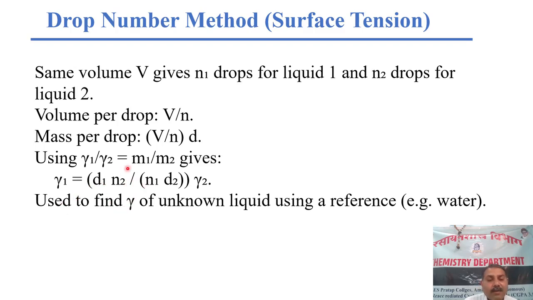We may say gamma 1 is directly proportional to density, and inversely proportional to the number of drops, meaning the liquid having more drops has less surface tension. So gamma 1 is inversely proportional to the number of drops and directly proportional to the density of the liquid. So the formula is gamma 1 equals d1 upon d2 into n2 upon n1 into gamma 2. This equation is used to find out the surface tension of an unknown liquid using a reference, that is water.